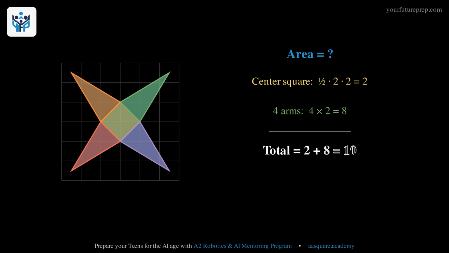Adding everything up, the center square is 2, plus the 4 arms make 8. 2 plus 8 equals 10 square inches. So the area of the logo is 10 square inches, which is choice A.